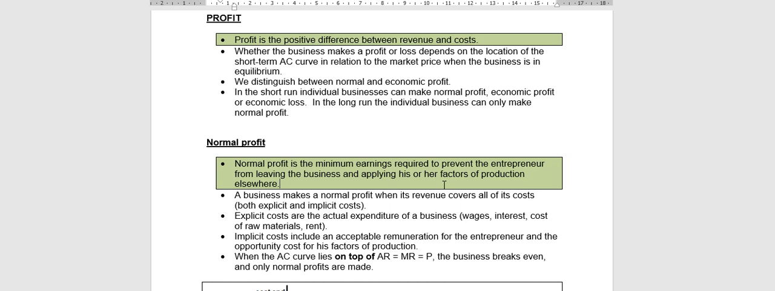Now, remember, if we think of the remuneration for the production factors, for labor, people get paid wages and salaries. For capital, we earn interest. For natural resources, we will receive rent. The entrepreneur, his payment is profit. Now, every other person working in the business will be earning a wage or a salary. Every day they go into work, and they do their work, and at the end of the week, at the end of the month, they will receive their payment, which means they have money to go and satisfy their needs with. The entrepreneur is also a person.